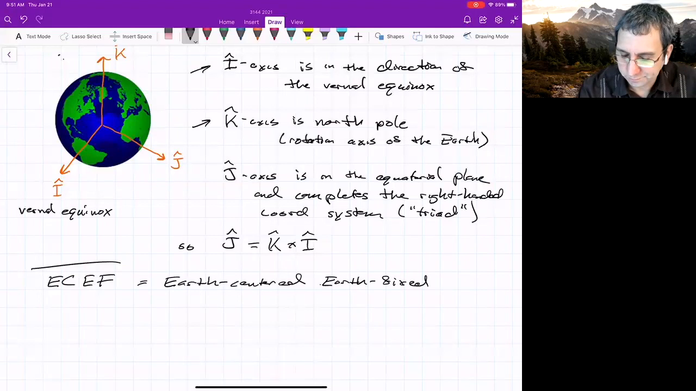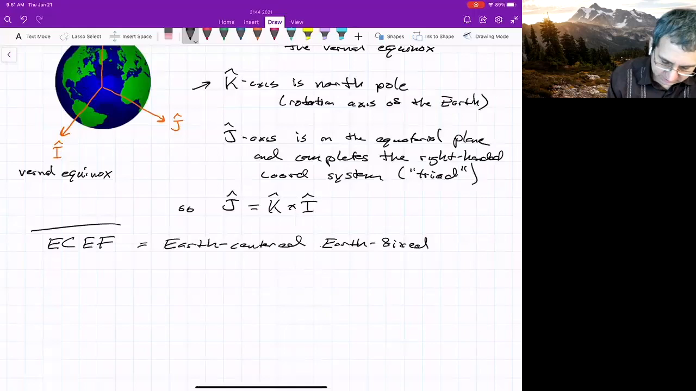So this becomes pretty important. This is a frame that rotates with respect to the ECI frame. So it's a frame attached to the rotating Earth.